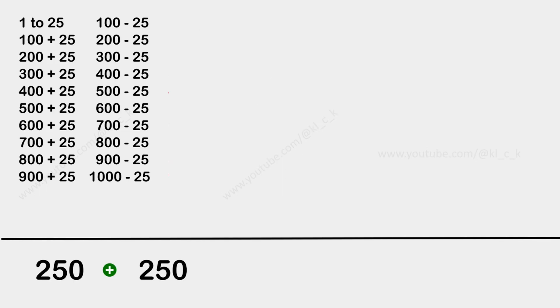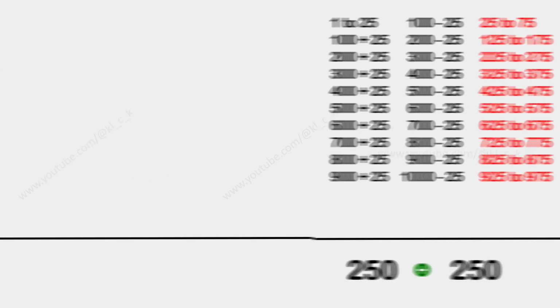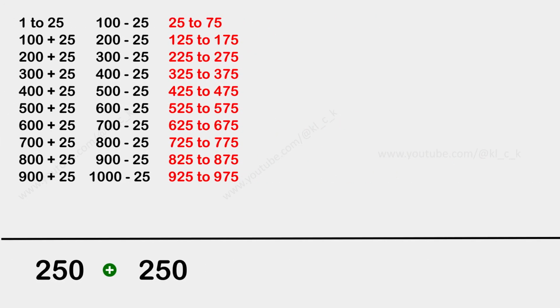Now we are master of another 250 squares. In total, we know how to calculate 500 squares. Next, here comes the real fun part. So far, we learned to calculate base plus 25 and base minus 25 numbers. In simple words, we can say these are extreme numbers.